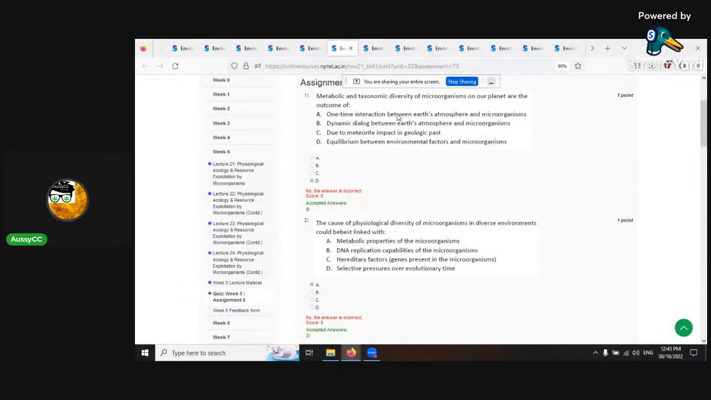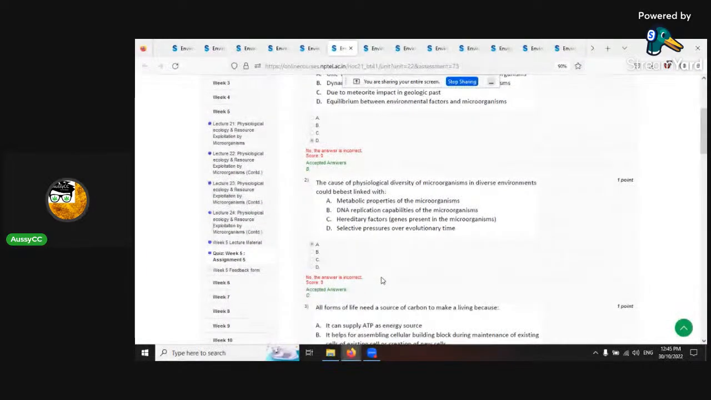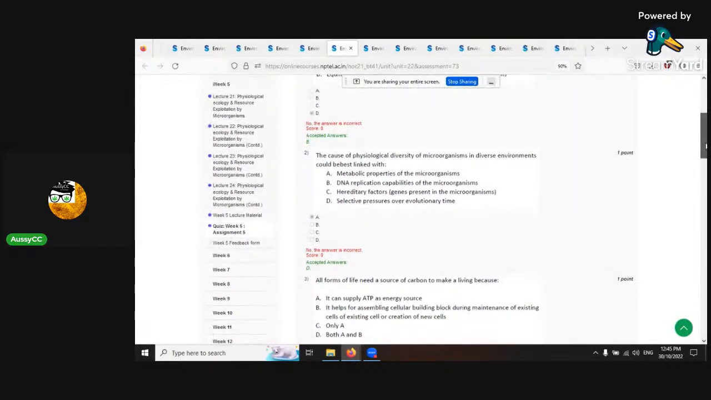Metabolic and taxonomic diversity of microorganisms on our planet are the outcome of dynamic... B. Yeah, good. The cause of physiological diversity of microorganisms in environments could best be linked to selective pressures. Yes. D. Yeah, good. All forms of life need a source of carbon to make their living because it helps in assembling building blocks. Yes, it does. B.